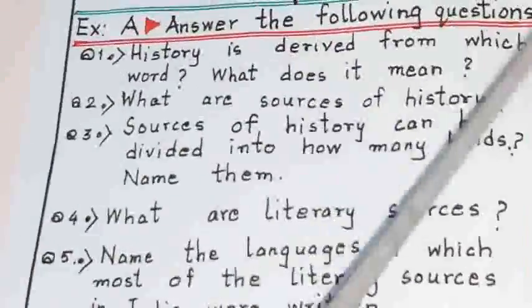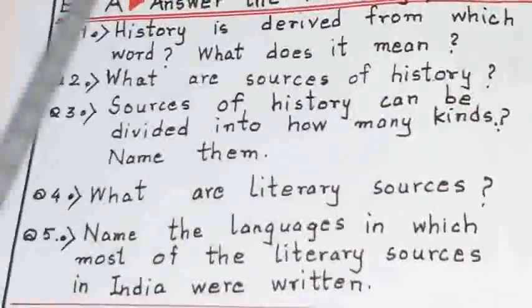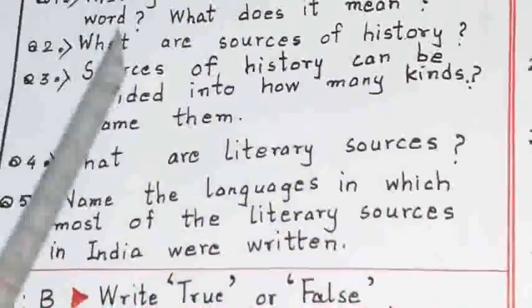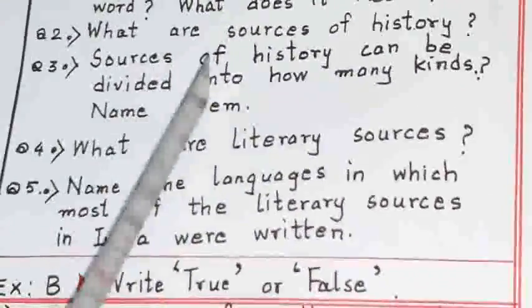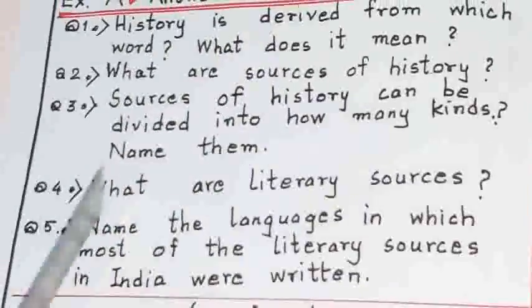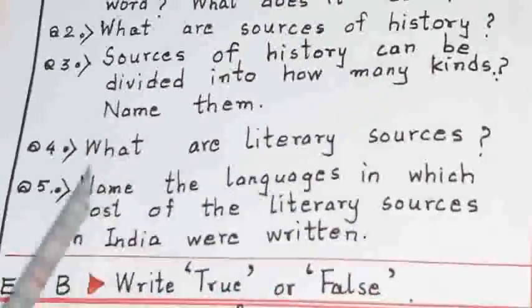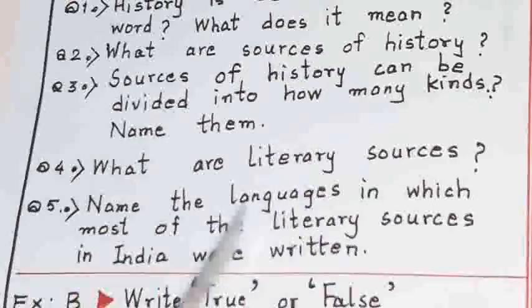Number 1, history is derived from which word? What does it mean? Number 2, what are sources of history? Number 3, sources of history can be divided into how many kinds? Name them. Number 4, what are literary sources? And question number 5, name the languages in which most of the literary sources in India were written.